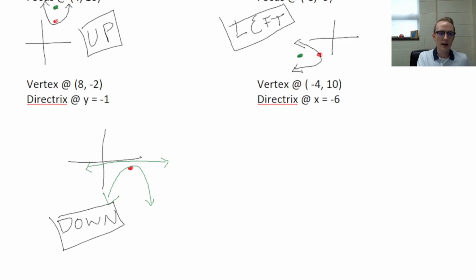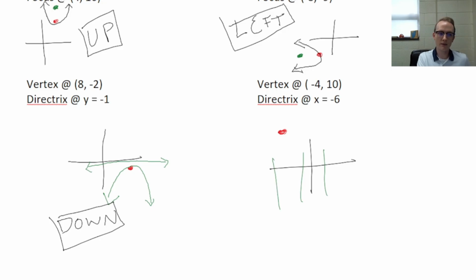Okay. And finally, our last one here, we've got a vertex at -4, 10. So we're going left 4, up 10. That puts us somewhere over here. And then our directrix is at x equals -6. The line x equals is a vertical line.